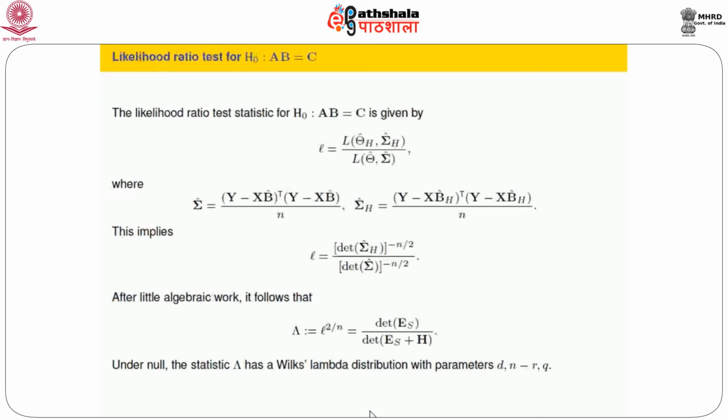It turns out that this quantity capital lambda is the same as determinant of E_S divided by determinant of E_S plus H. We have already talked about what E_S is. E_S is the error sum of square matrix obtained through estimation of B without any restriction. Then there is something called E_H, that is the error sum of square matrix obtained through estimation of B under the restriction AB is equal to C, and H is the deviation between E_H and E_S. And it turns out finally that this statistic under the null has a Wilks lambda distribution with parameters d, n minus r and q.